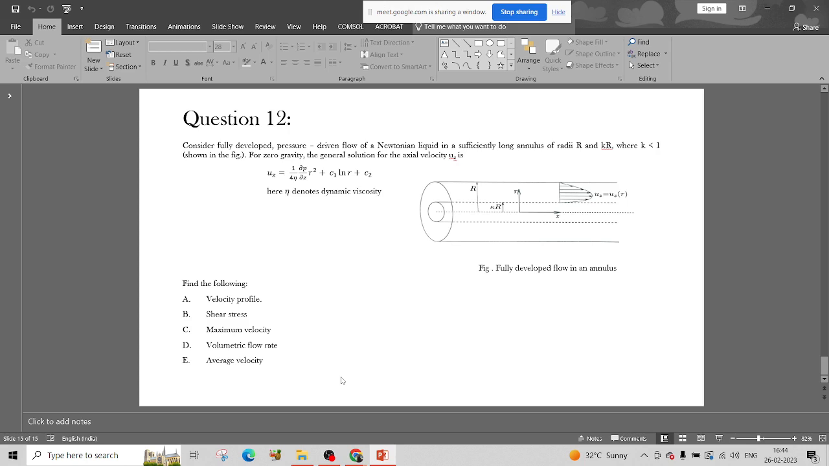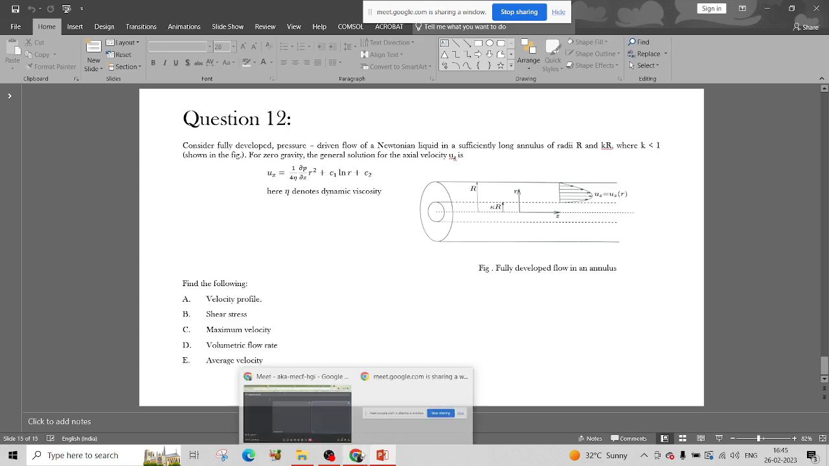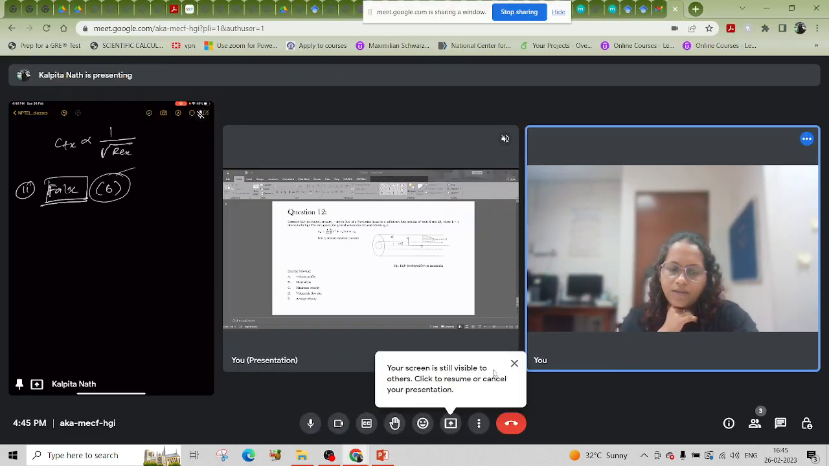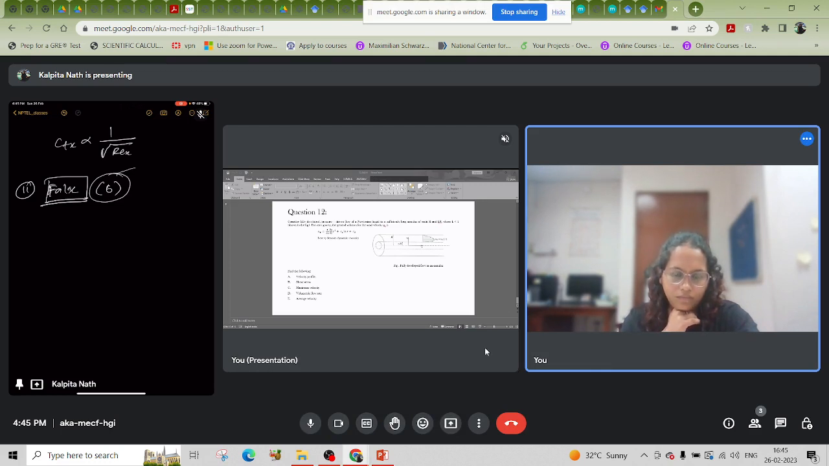So consider a fully developed, pressure driven flow of a Newtonian fluid in a sufficiently long annulus of radius R and kappa R. So the flow is in the annulus region between kappa R and R, where kappa is less than 1. For zero gravity, the general solution of u z is given. So we need to find the velocity profile, the shear stress, the maximum velocity, volumetric flow rate, and the average velocity. Okay, this is the question. So your time starts, come up with a solution, and then we'll go through the solution ourselves.